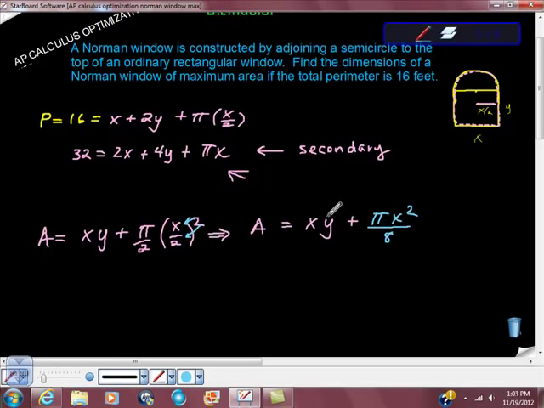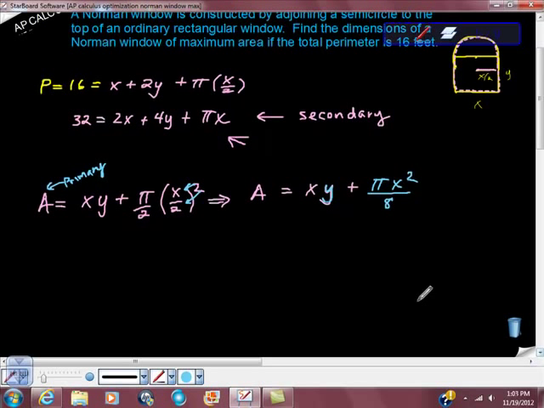Now I'm looking at the equation, and the problem here is that we have a value of y in here. So I guess I am going to label this primary equation. Here's our primary equation. I need to get this in terms of x. So I'm going to solve for y in the secondary equation. And what you would get is y is equal to 32 minus 2x minus pi x, all over 4, wouldn't you? That's just the algebra I did there.